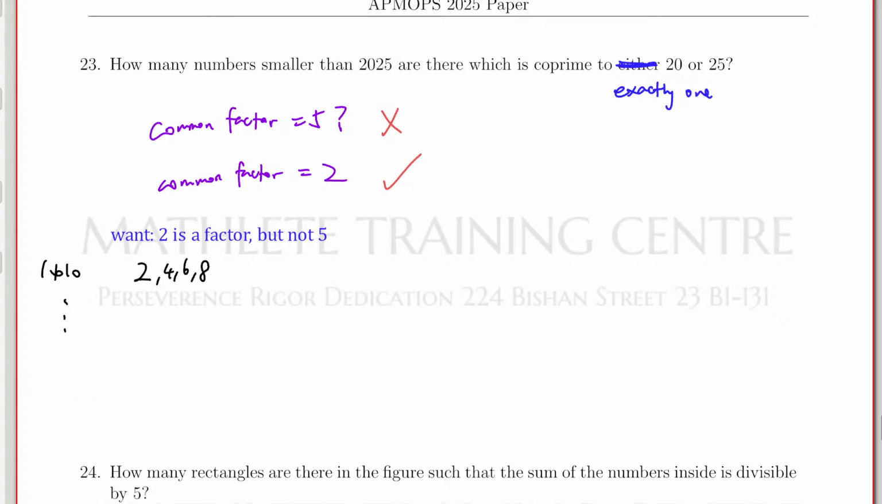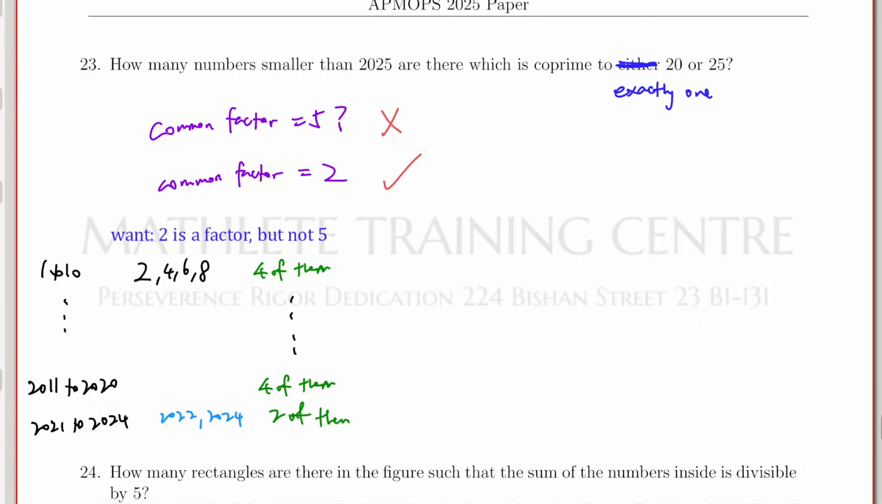If you stop at 2025, then it is 2011 to 2020. Again, there will be four of them here, four of them here, all the way until the very last one. Then for the remaining numbers, 2021 to 2025, or rather 2024, only two of them work, 2022 and 2024. So the last group has two instead of four.